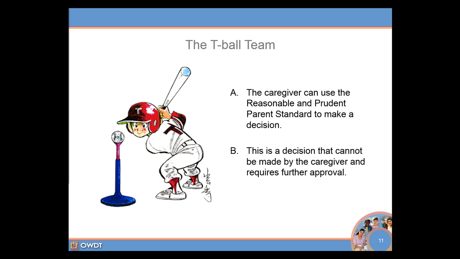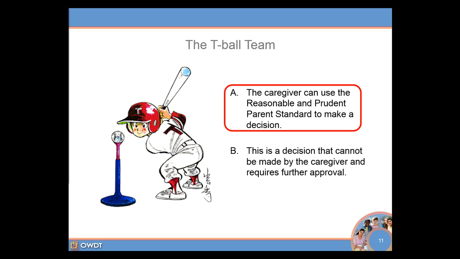Example 2. A child's mother calls a caseworker, upset that the foster parent signed her 7-year-old son up to participate on a t-ball team and did not get her permission. The foster parent has 2 other children that are also going to participate on the team. A. The caregiver can use the reasonable and prudent parent standard to make a decision. Or B. This is a decision that cannot be made by the caregiver and requires further approval.